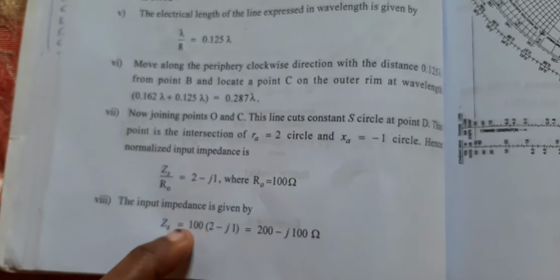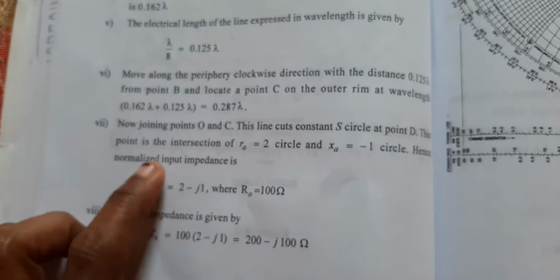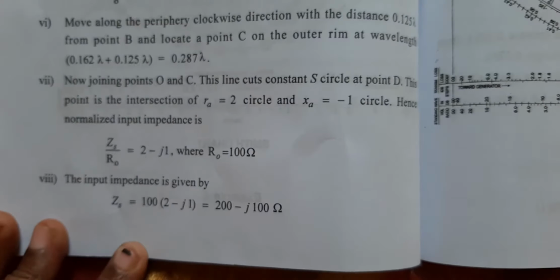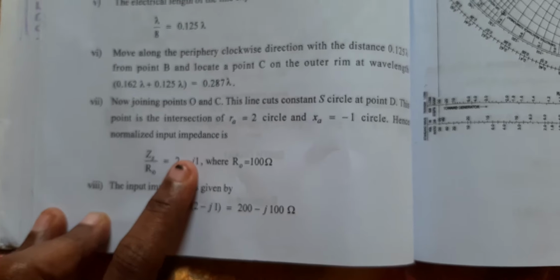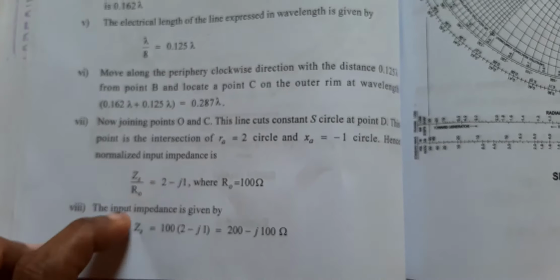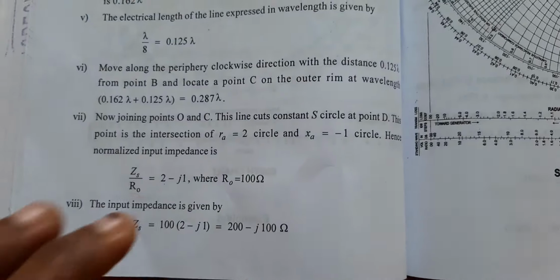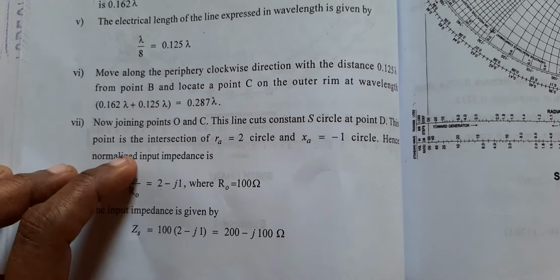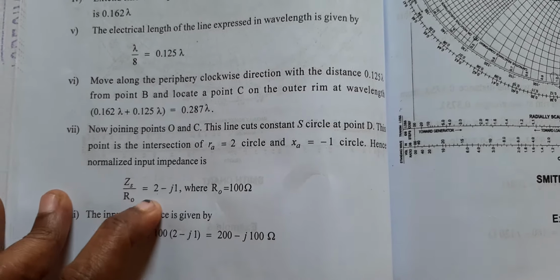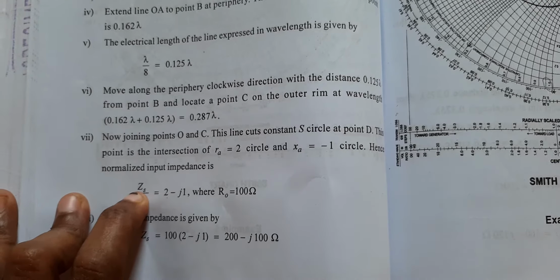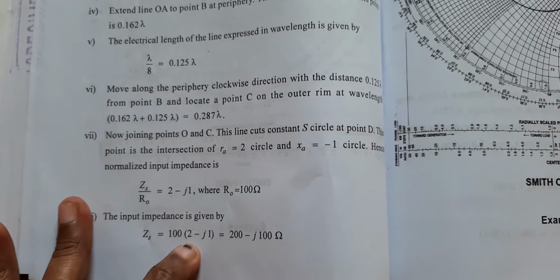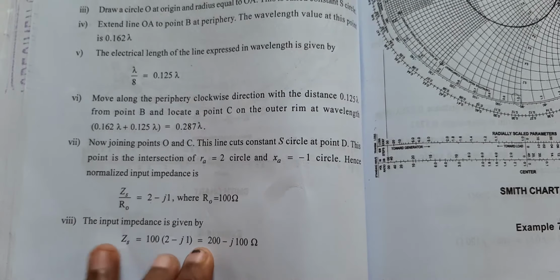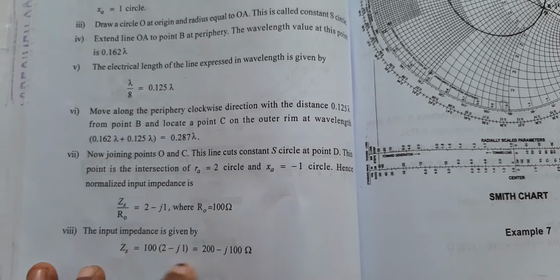In order to get the value without normalization, what do we do? You want to multiply this value with the characteristic impedance. It is a normalized value, that is impedance divided by R naught, which is 2 minus j1. So if you want Zin, what to do? You multiply with R naught. If you multiply with 100, you get 200 minus j100 ohm. So it is the input impedance.